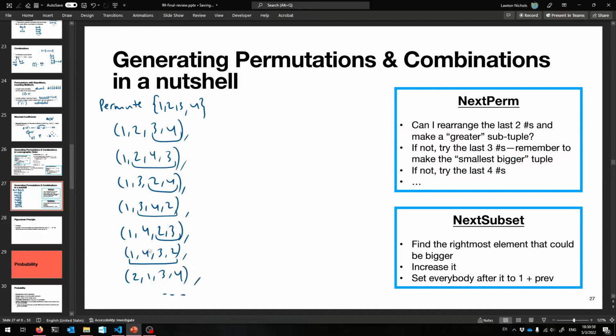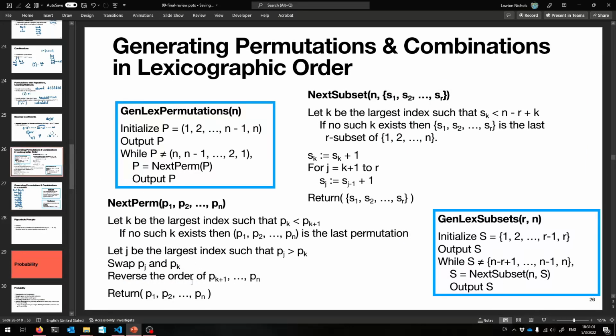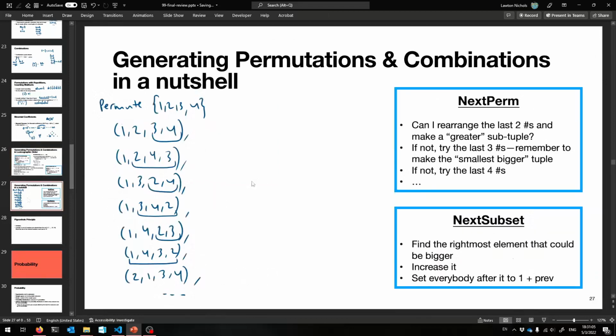And that's where I want to stop for my example. That's what's happening. That's what this kind of reverse order is really doing. It's making the smallest bigger tuple, okay? And so that's how I want you to think about it on a test for next perm. And then let's talk about next subset as well.